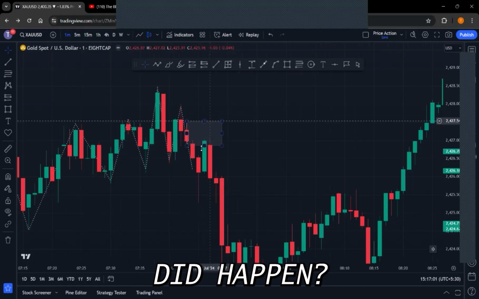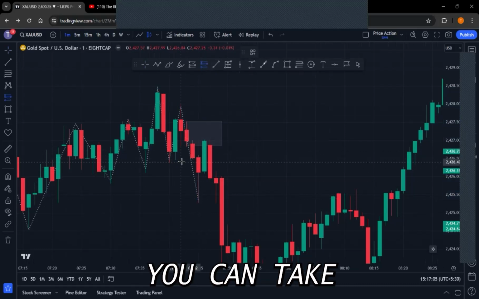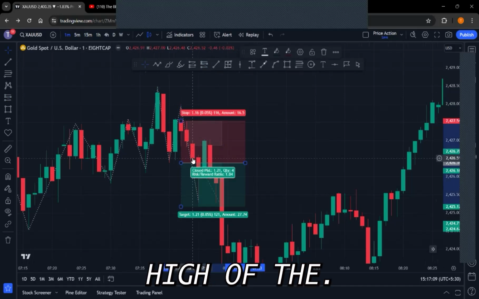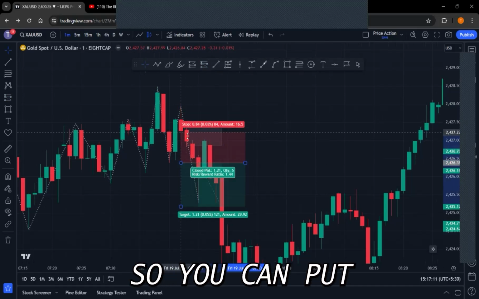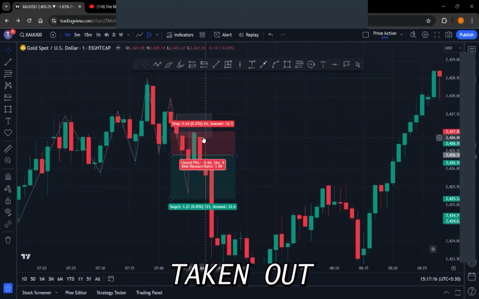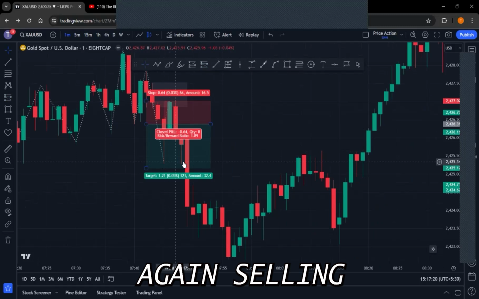So what did happen from here? Once the price starts creating a series of a lower high, lower low, the first trade you can take is on this breakout, putting the stop loss on the previous high, just like this candle over here. So you can put the stop loss over here on the high of the previous candle. However, this stop loss will be taken out in the market. As you can see, the price has taken out the stop loss.